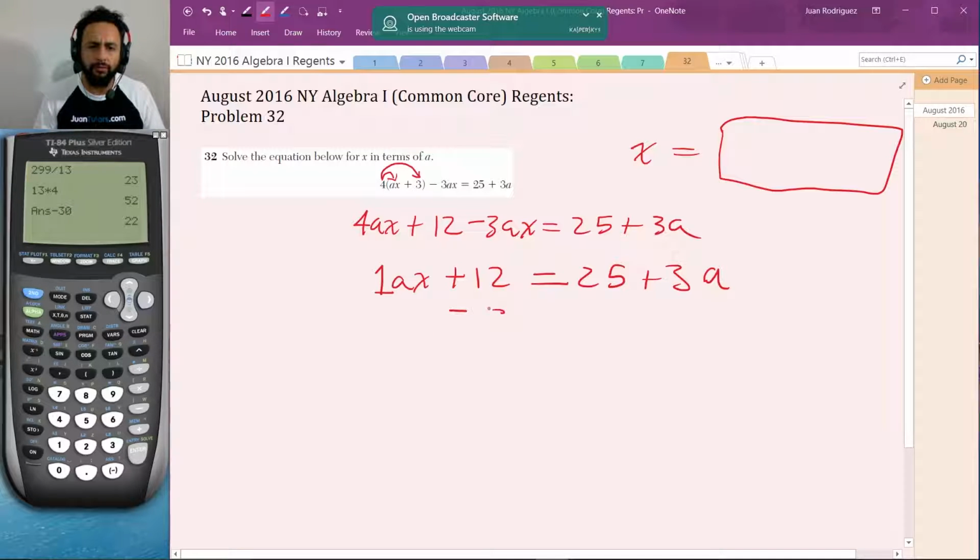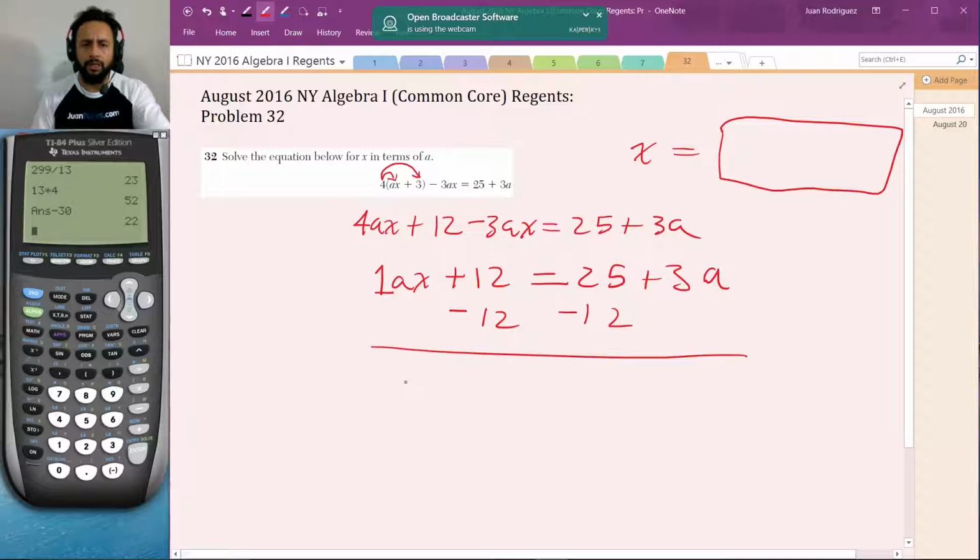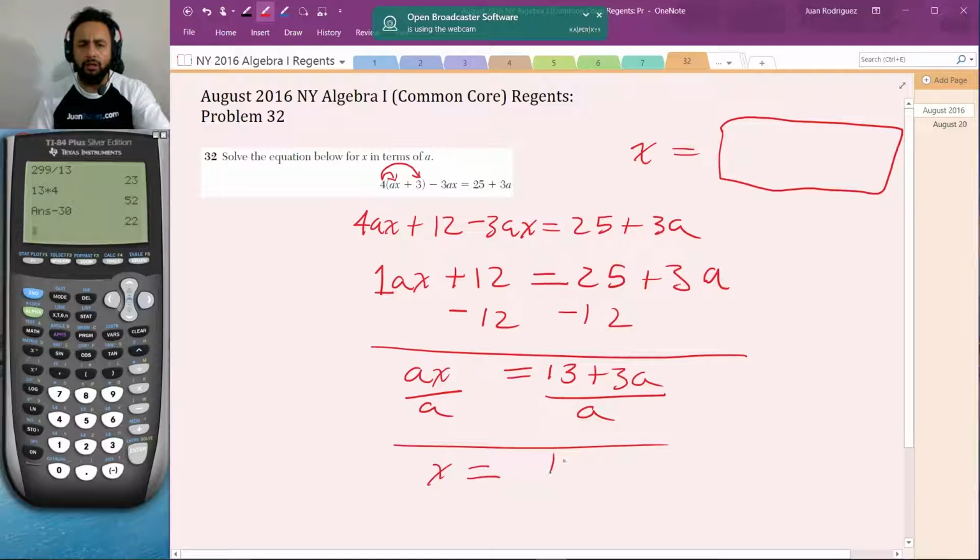So minus 12. To get rid of this 12, I see that x only appears once, so I could use the inverse operation method. So I get 1ax, which is ax, equals 25 minus 12 is 13 plus 3a. The only operation being done to x is a multiplication by a, so I use the inverse operation of division with the same number a, and I get the answer. So x equals (13 plus 3a) over a. Cool. This is our answer.